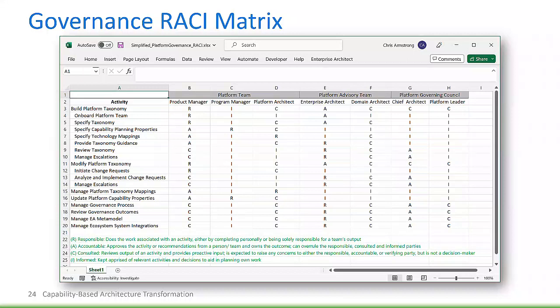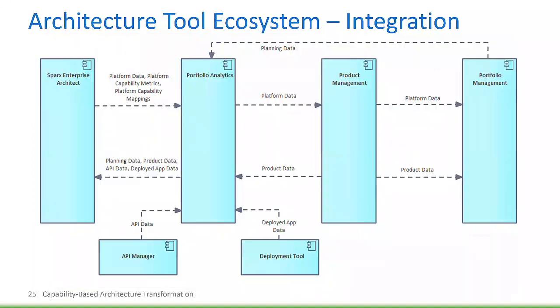And then we came up with a simple RACI matrix, based on those processes and the different organizations that were involved, that identified which roles in which teams were either responsible for performing the activity, accountable for approving it, as well as people that were consulted because they had an important perspective, as well as people that we wanted to keep in the loop and informed.